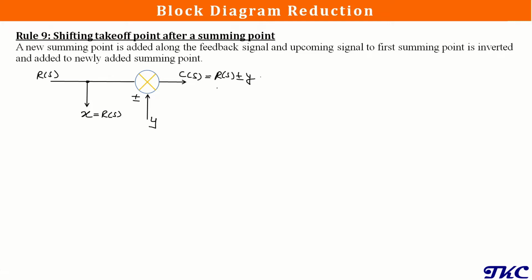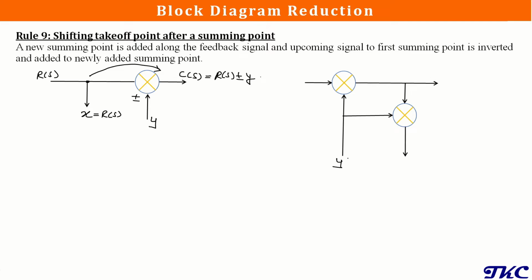Now when we apply this rule, when we take this takeoff point after this summing point, we need to additionally create a summing point where we add this y signal but in inverted form. So if y is positive, it will become negative here. If it is negative, it will become positive here. So based on this rule, we need to do this.